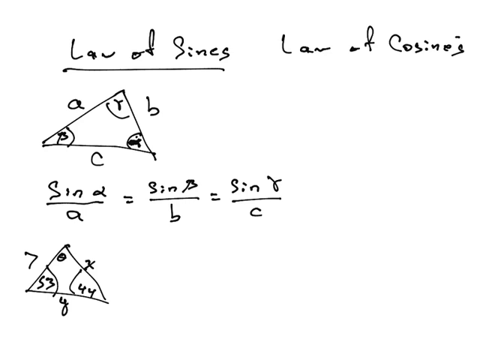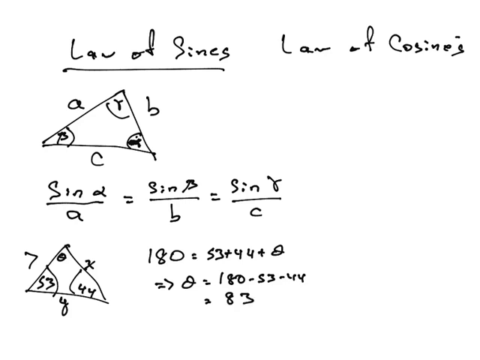Well, what can I do? First thing I can do is I already know what theta has to be. If you remember, all 3 angles must add up to 180. 180 must be equal to the 53 plus the 44 plus whatever theta is. So that means theta must be 180 minus 53 minus 44, which tells me theta must be 83 degrees. I now know theta. So that's fine. What about x and y?